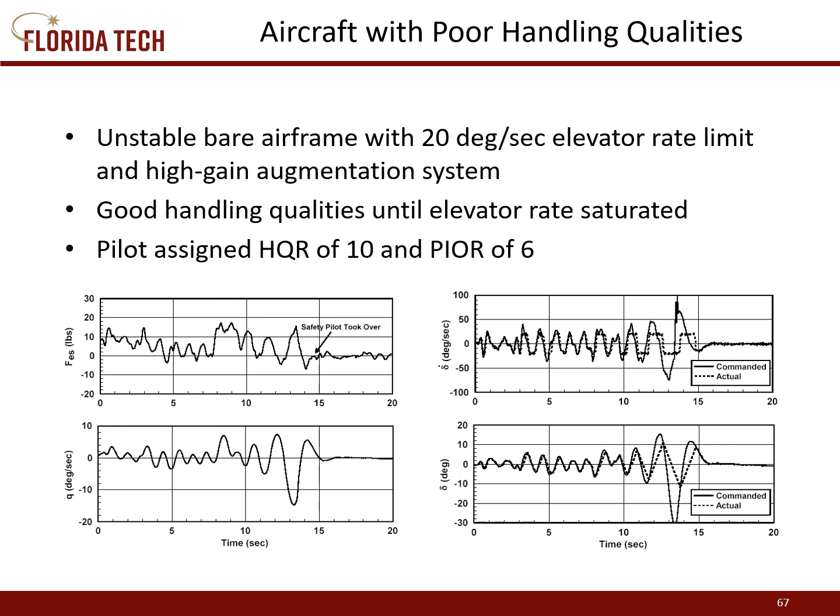Next, I'll look at the same pilot who looked at an unstable bare airframe aircraft, so a bad transfer function, but with the same 20 degree per second elevator rate limit. And you can see that in this case, the pilot assigned a Cooper-Harper rating of 10, so it wasn't even controllable, and a PIO rating of 6, which is the worst on that scale. And you can see the PIO happening in the data: a rate limit turns up in a sawtooth kind of plot when you see the elevator rate being on the limit. So here's what that run looked like.